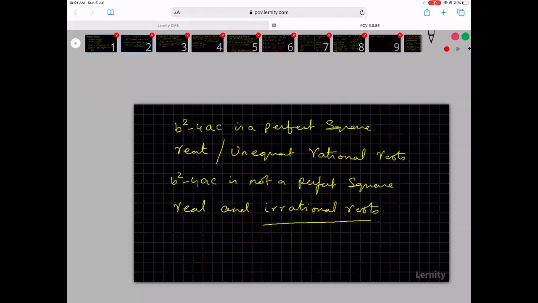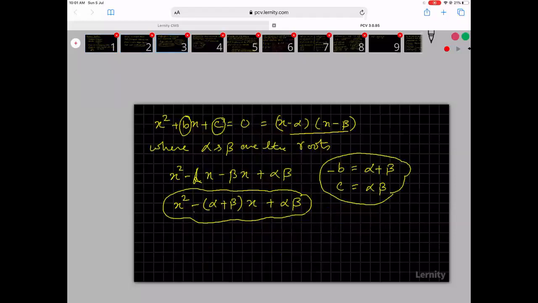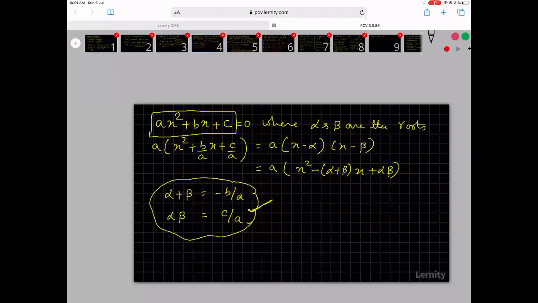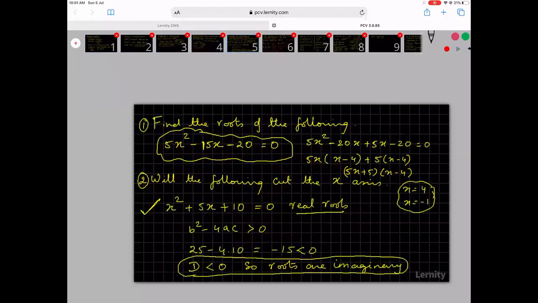So second slide, third slide. So this minus b is equal to alpha plus beta. Now from there it is coming. Please work out. Please write all these things. Don't just say that teacher has written that way. It doesn't work.